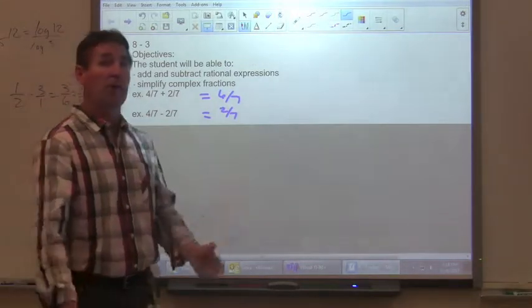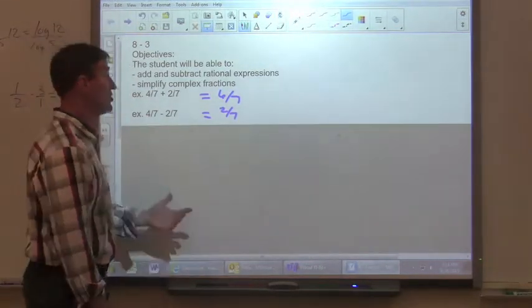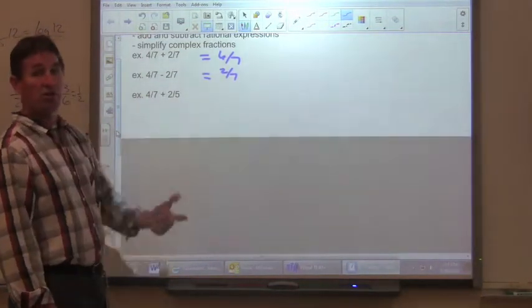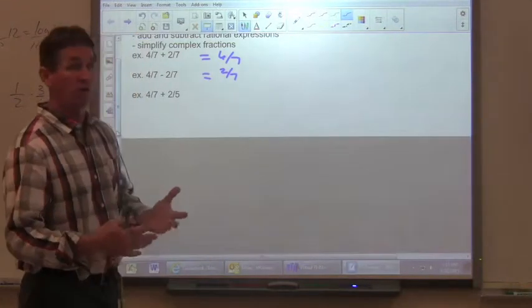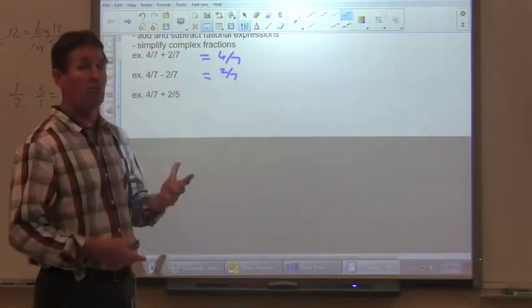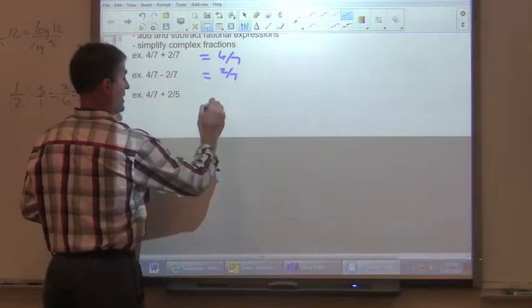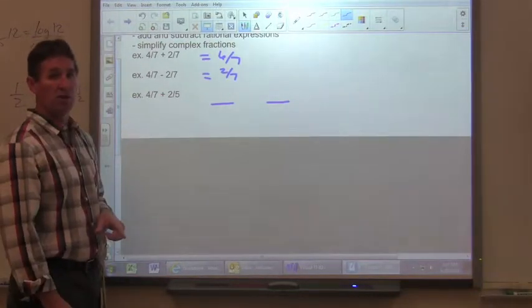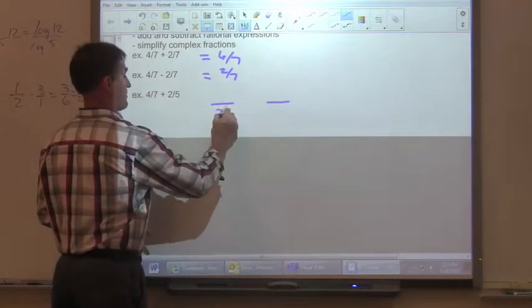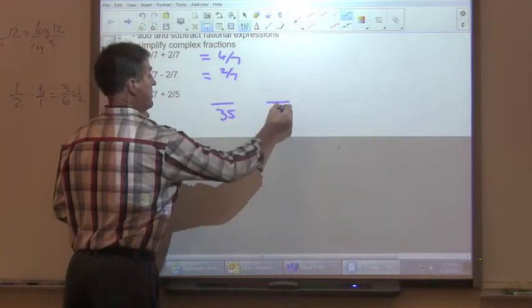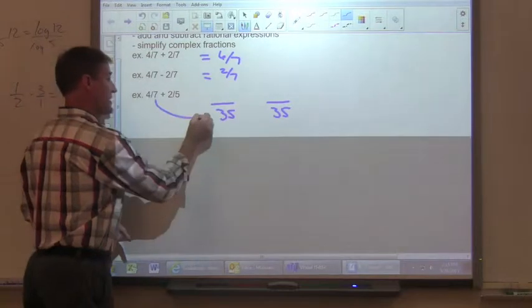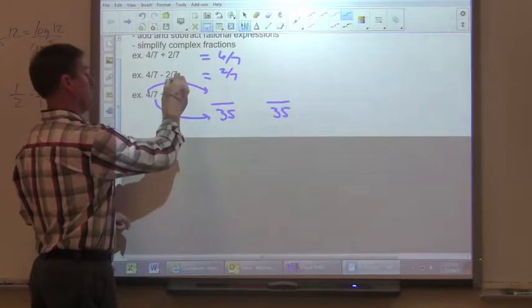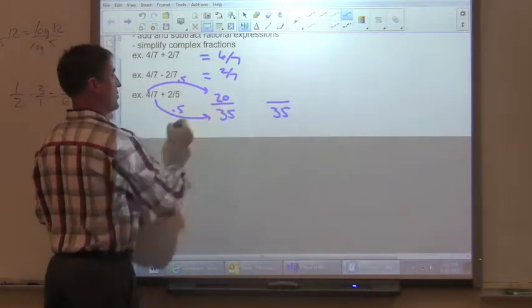Where it starts to get complicated for everybody is what happens when the fractions don't have a common denominator. So let's say we're doing 4/7 plus 2/5. Well, if you remember back when you first learned how to add and subtract fractions, you must have a common denominator. So we rewrite these, and what we have to do is find the first number that 7 and 5 both go into, in this case, 35. And then remember, you say, what do I have to multiply 7 by to get to 35, which is 5? And so I multiply the 4 also by 5, and we get 20.